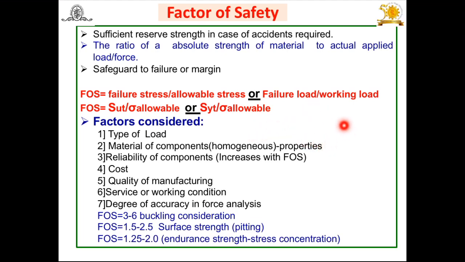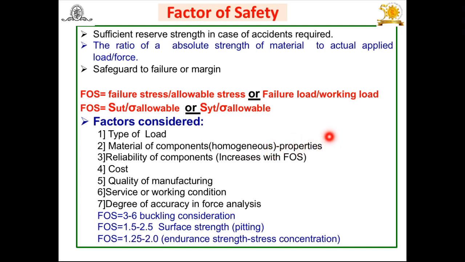Now take the example of a gear. While designing the gear, we have to take into account the different types of load acting on it. A spur gear is subjected to tangential force and radial force. If a helical gear is considered, it is subjected to tangential, radial and axial force. That means type of load. Then the material of the component, whether the material is homogeneous or non-homogeneous, the properties based on that we have to decide. Now suppose homogeneous and non-homogeneous, take the example of cast iron.